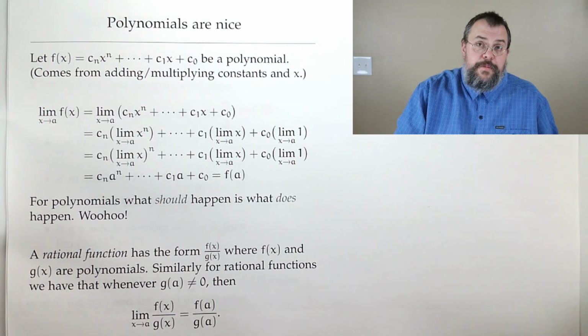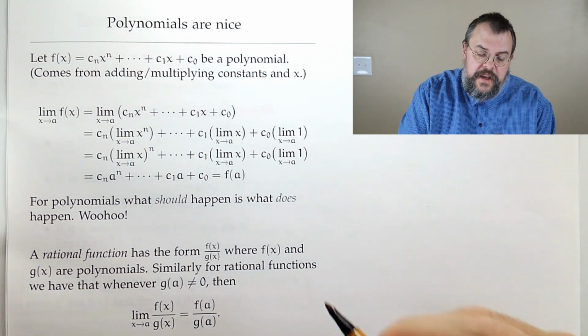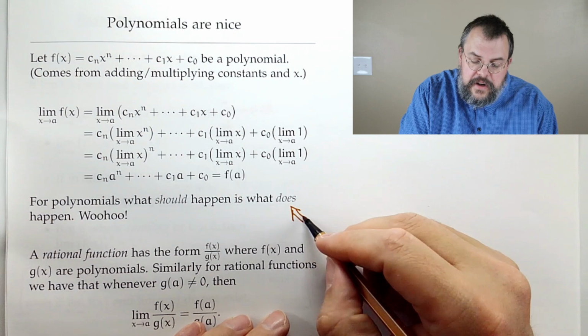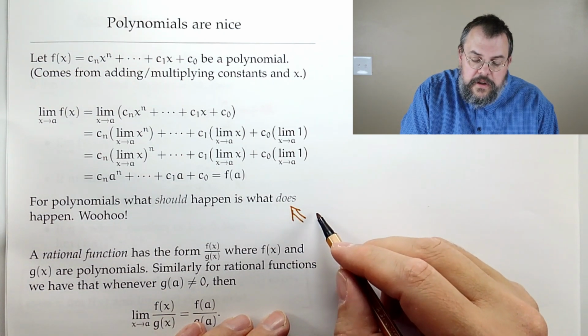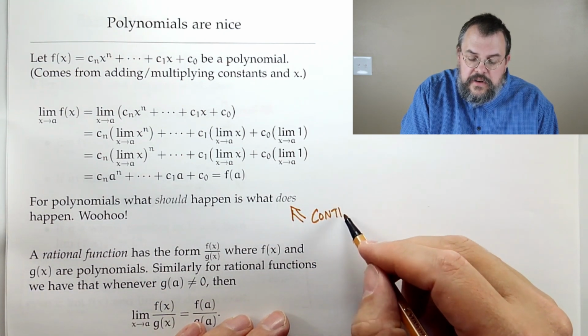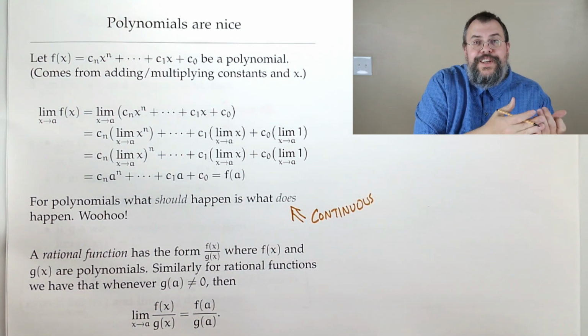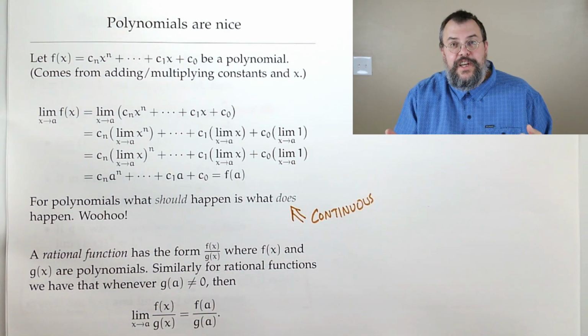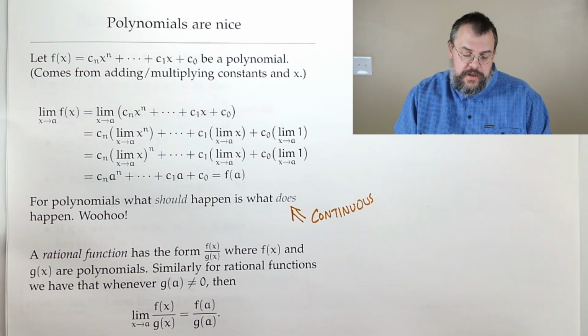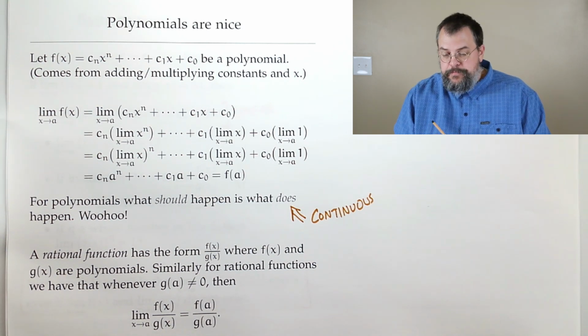We're going to talk more about functions which have this property, and that's going to be another day. So we call these functions continuous. So continuous functions are ones where what should happen and what does happen are the same thing. But we'll get into more detail about continuous functions later on.